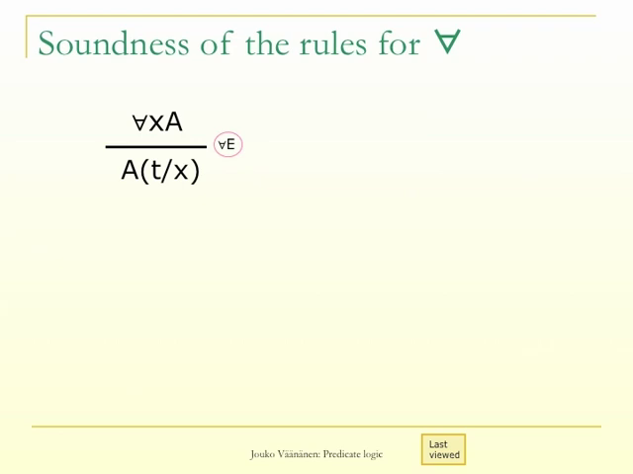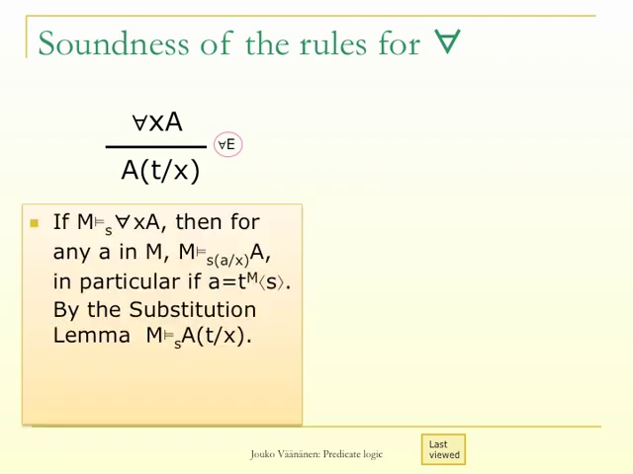Quantifiers. First we have the universal elimination rule. From a formula for all x A, we deduce A with a term t substituted to x. And of course we assume that t is free for x in A. Now, suppose S is an assignment that satisfies in M the assumptions B1 to Bn, and S satisfies in M for all x A.